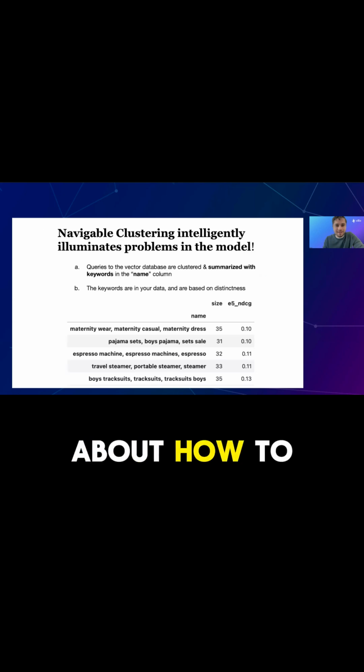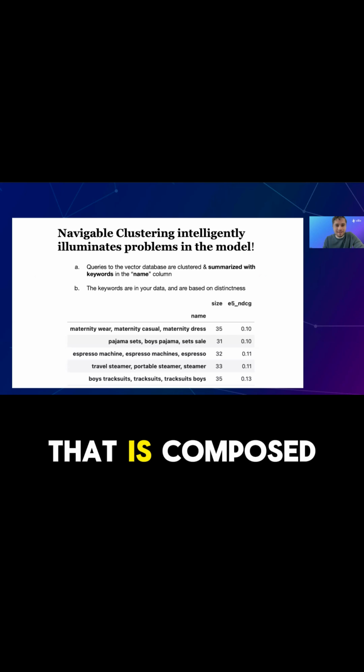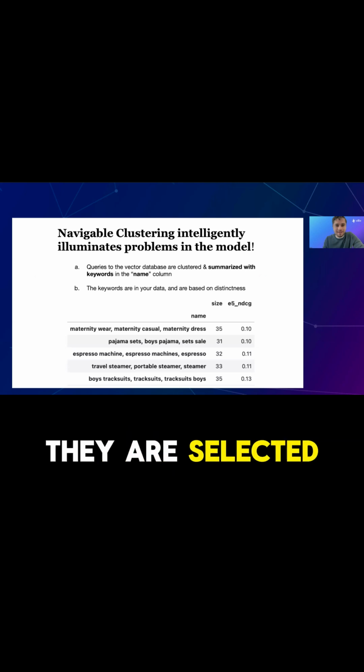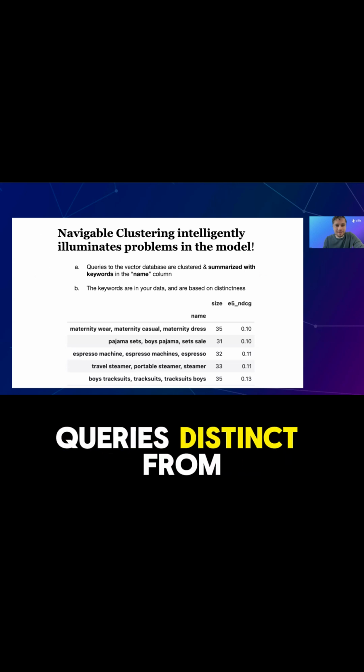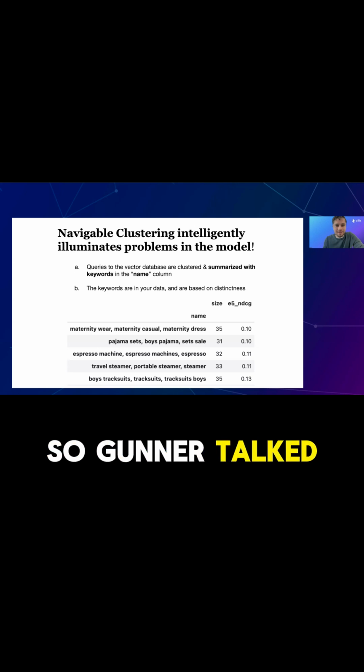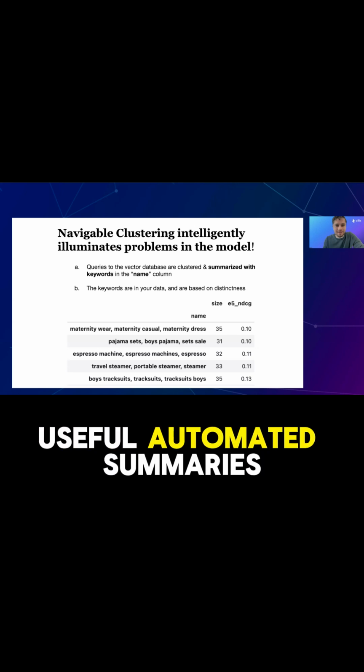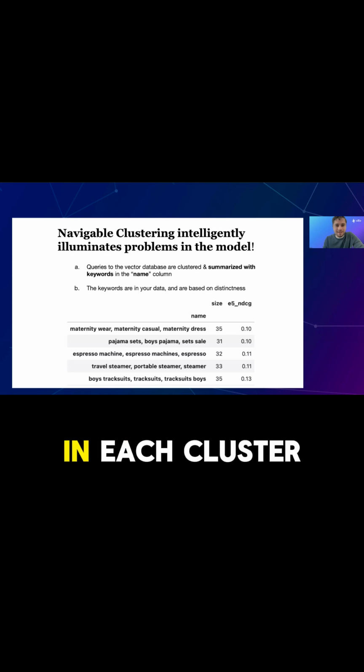We're going to talk a bit about how to interpret these tables. The left column in the table, called name, is composed of keywords that are in the cluster of queries that we found. Furthermore, they are selected based on what makes that cluster of queries distinct from the neighbors around it. Gunnar talked about theoretical foundations of TDA and how we have this structure about neighbors and data, and we take advantage of that information to give useful automated summaries of what is in each cluster.